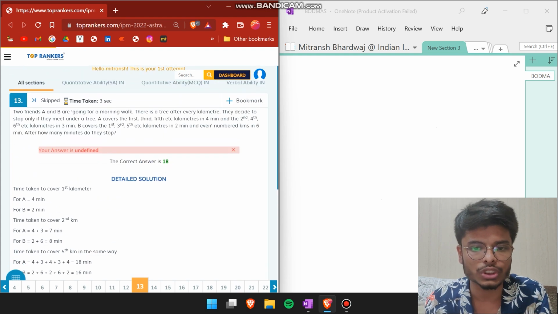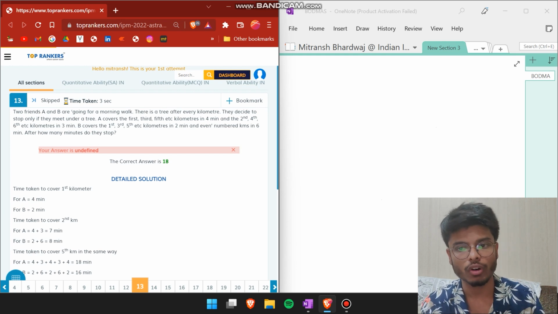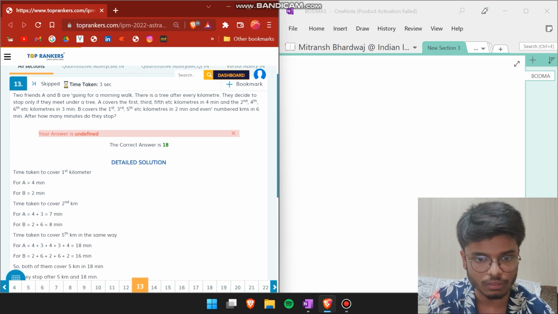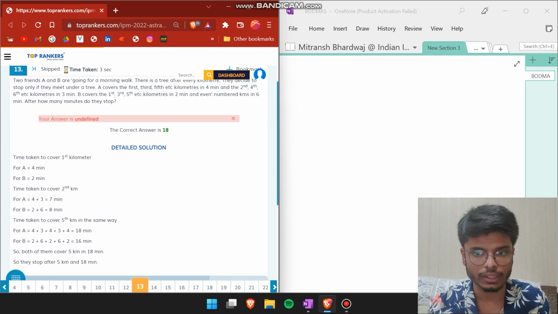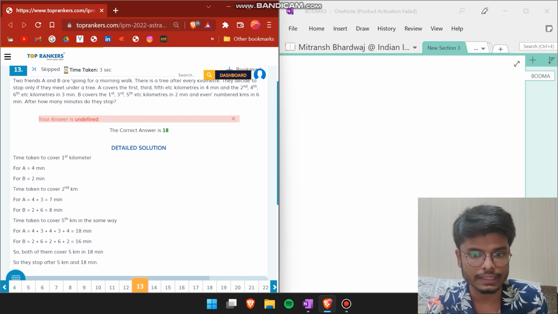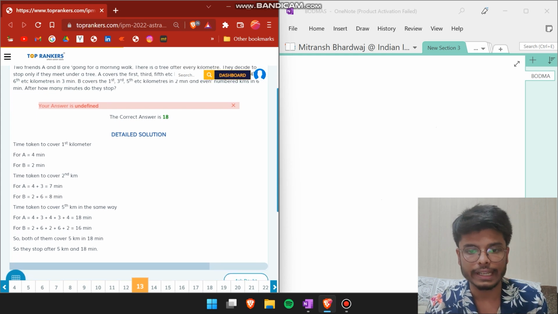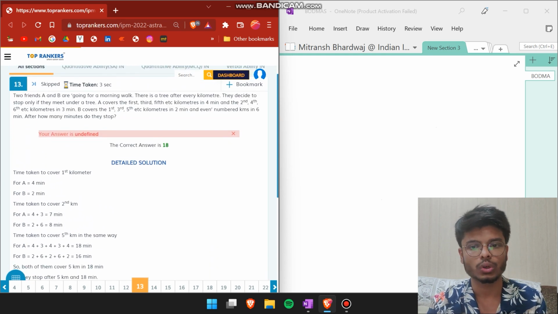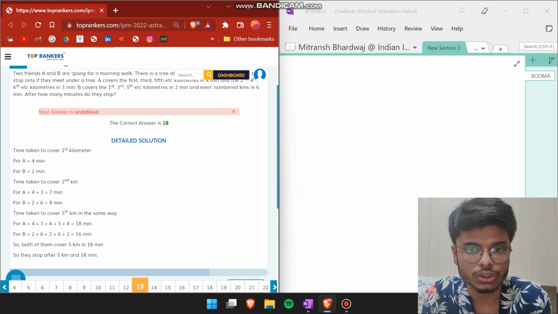So the time taken to cover the first kilometer for A is 4 minutes, as they have said, and for B it is 2 minutes, because B covers the first in 2 minutes. Time to cover the second one is 7 and 8. Time to cover the 5th kilometer in the same way is 18 minutes and 16 minutes. So both of them cover 5 kilometers in 18 minutes. So they stop after 5 kilometers and 18 minutes. So it's a pretty easy sum. You should try to aim and look out for this sort of sums.